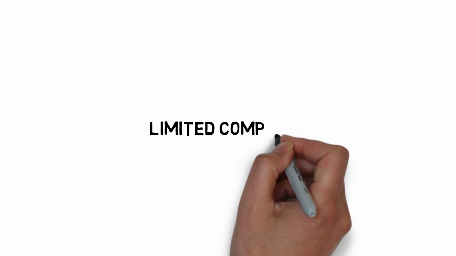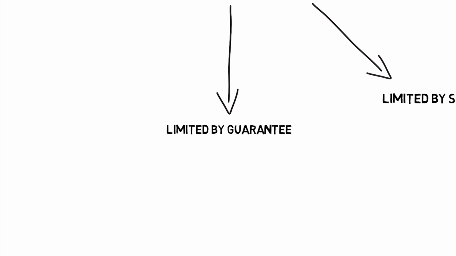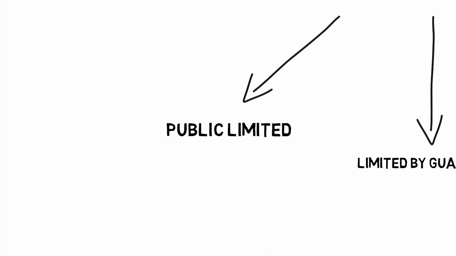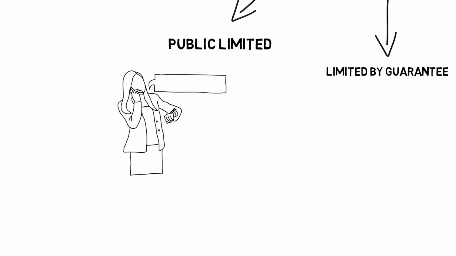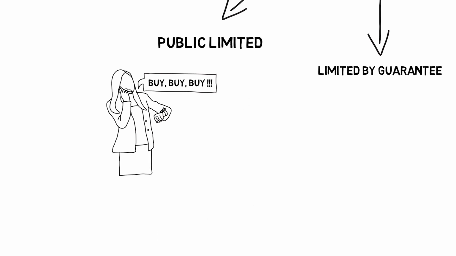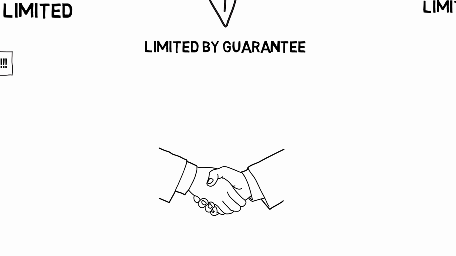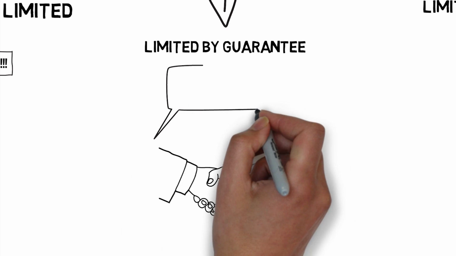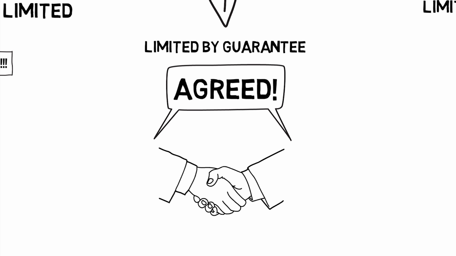Limited companies are the most common in the UK and come in 3 forms: limited by shares, limited by guarantee, and public limited. Public limited companies' shares are traded publicly on a stock market such as the London Stock Exchange. Limited by guarantee companies are set up in such a way that the directors and/or shareholders back the company to a set amount. In the event that the company is not successful, they are personally liable up to this amount.